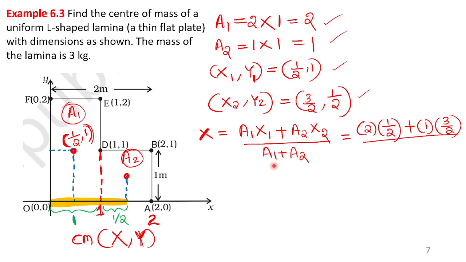Denominator is a1 plus a2, which means the total area. a1 plus a2 will be 2 plus 1. Only one question is there, and a solved example is there in the textbook, but you should practice all the numericals, then only you will have confidence.